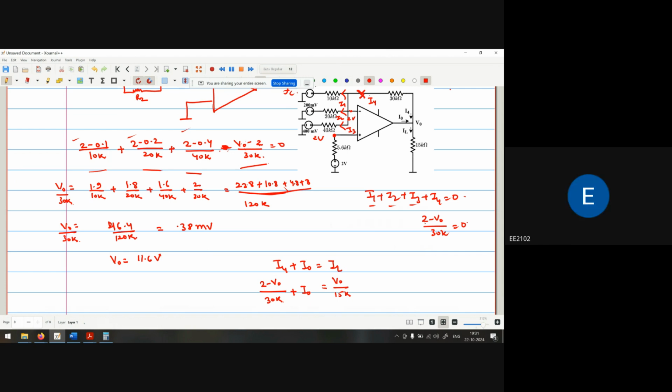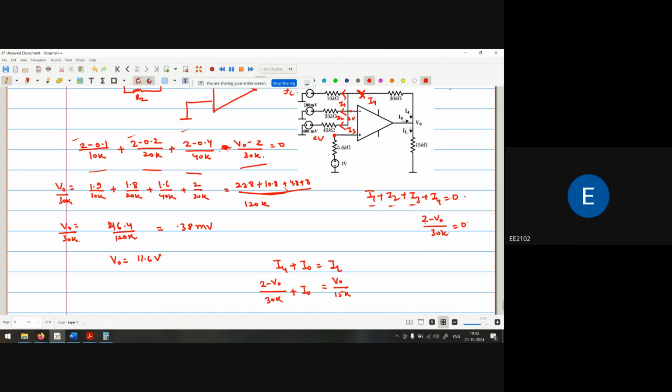Sir, we can also use the summing amplifier formula for the calculation, right? Yes, you can use the summing amplifier formula also. So which type is this one? If I am saying that this is the negative, what is the summing amplifier formula?